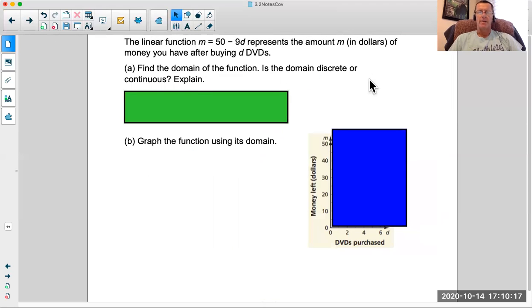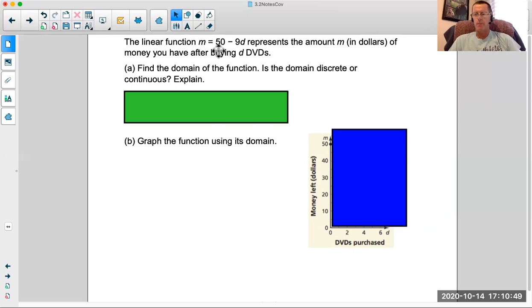Okay. All right. So the linear function M equals 50 minus 9D represents the amount M in dollars of money you have after buying D DVDs. Okay, so let me think about this for a sec. If I spend money on DVDs, the amount of money I have, like in my wallet, goes down, right? Because I'm shelling money out of my wallet. And it's going to go down by how much per DVD? Oh, 9. So what does 9 represent? The cost of a DVD.